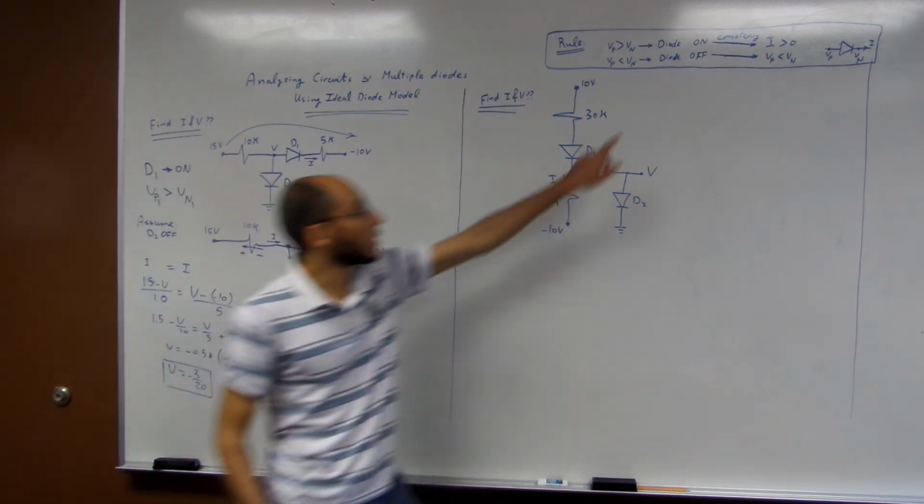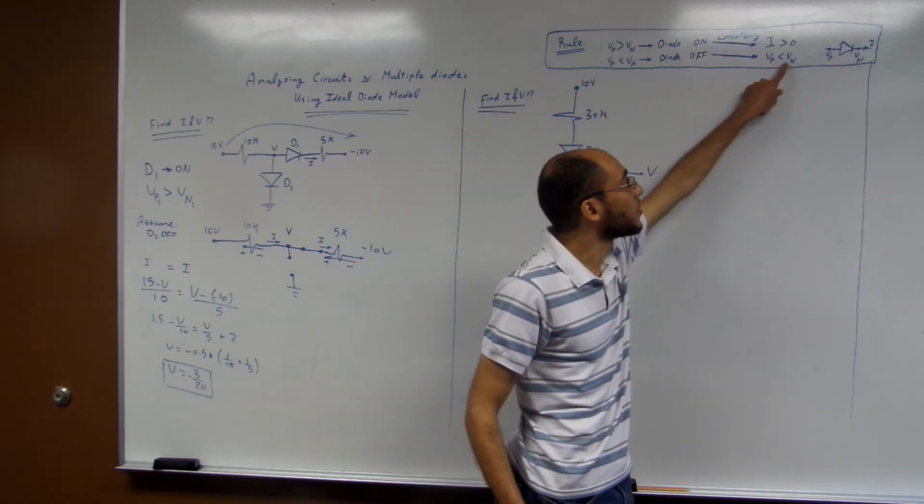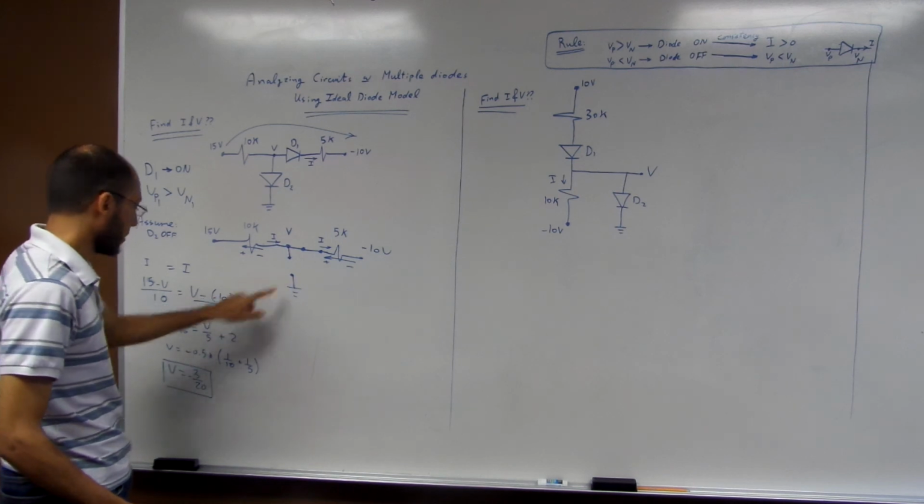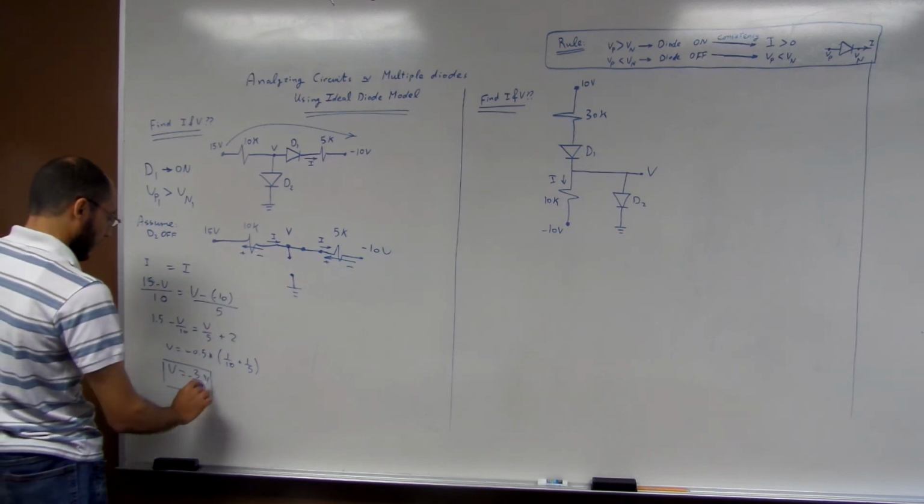Why? Because when the diode is off, the value of the P has to be less than the value of the N, and that's the value of the P, which is less. It is a negative voltage.